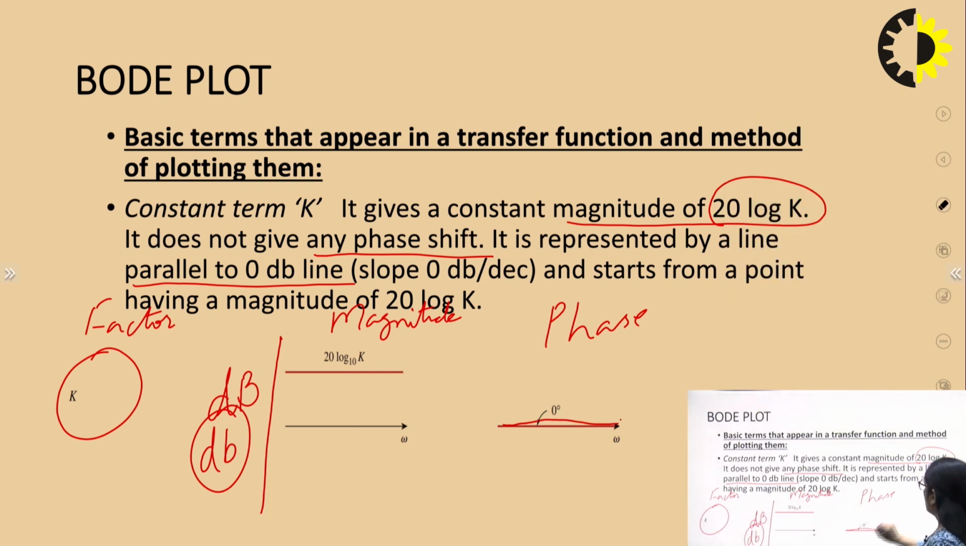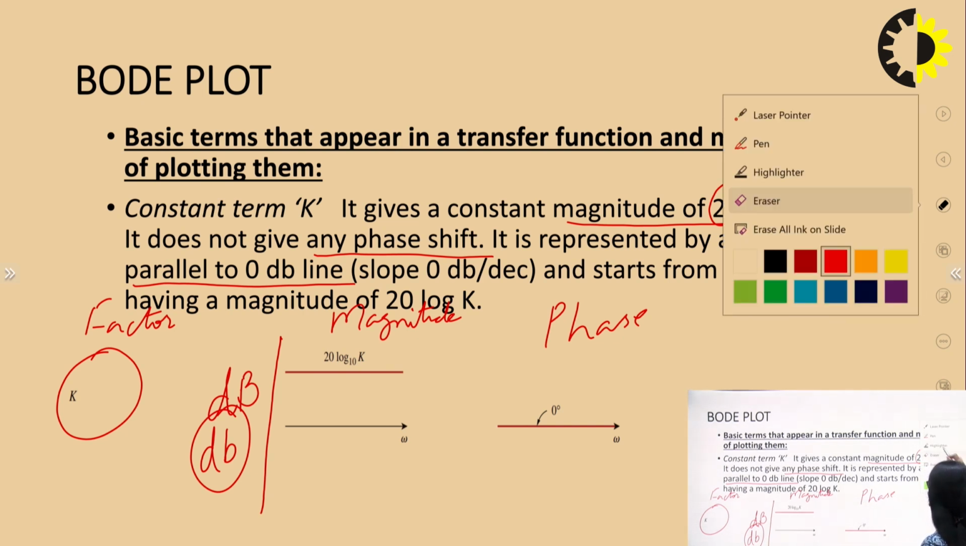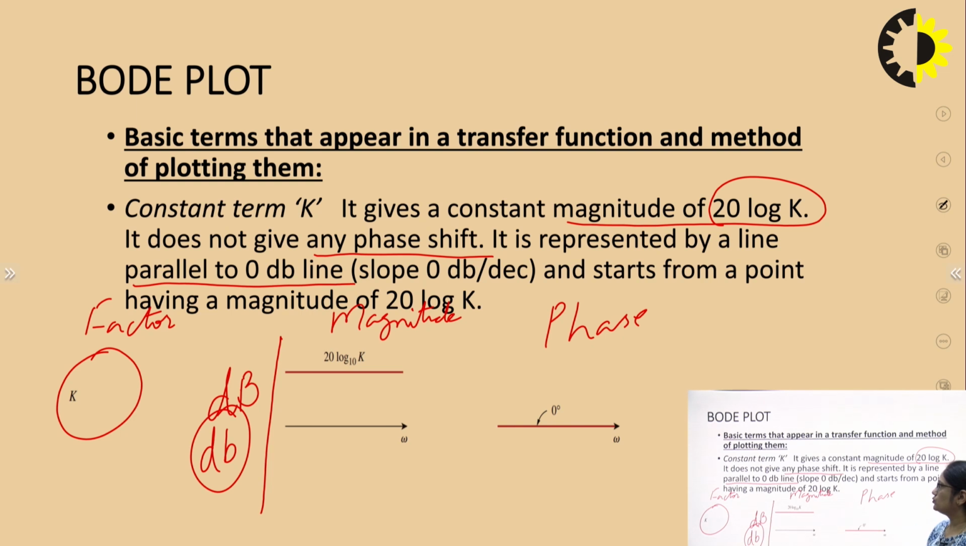And where does it start from? Since it's a straight line, the slope is 0 dB per decade and it starts from a point having a magnitude 20 log K. So this is for the constant term K.